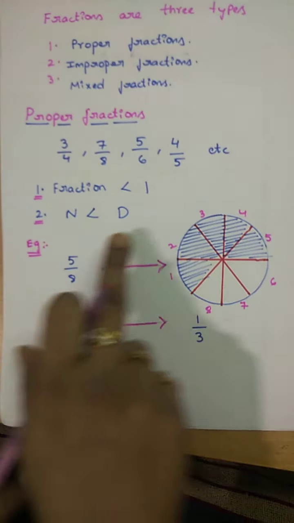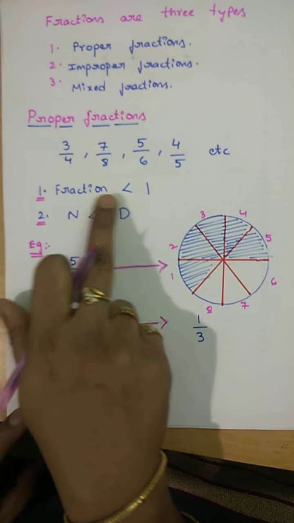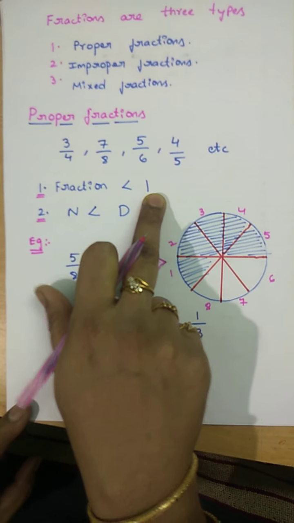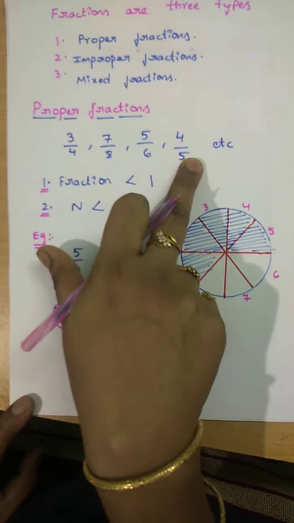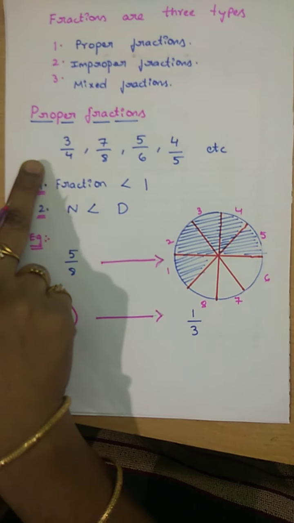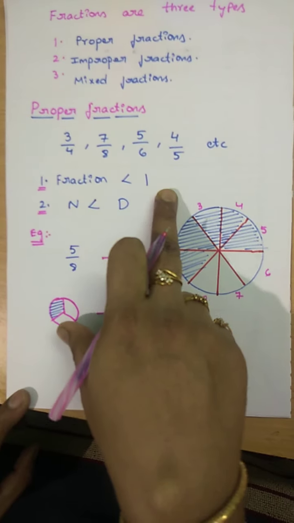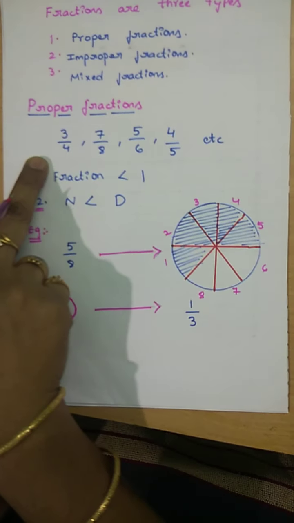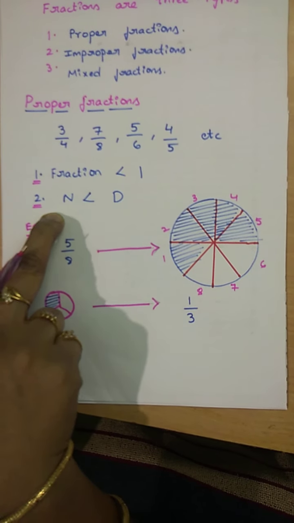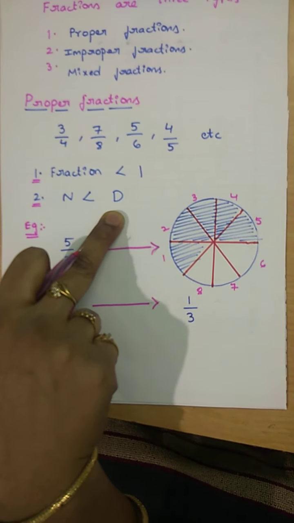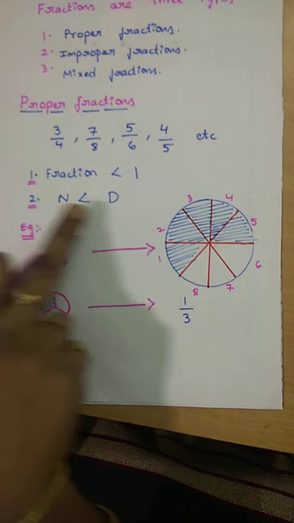Here two conditions should be satisfied. First, the fraction should be less than 1. 3 by 4 is less than 1, 7 by 8 is less than 1. Only if the value is less than 1 will that fraction be called a proper fraction. The second condition is that the numerator should be less than the denominator. Here 3 is less than 4, like that.